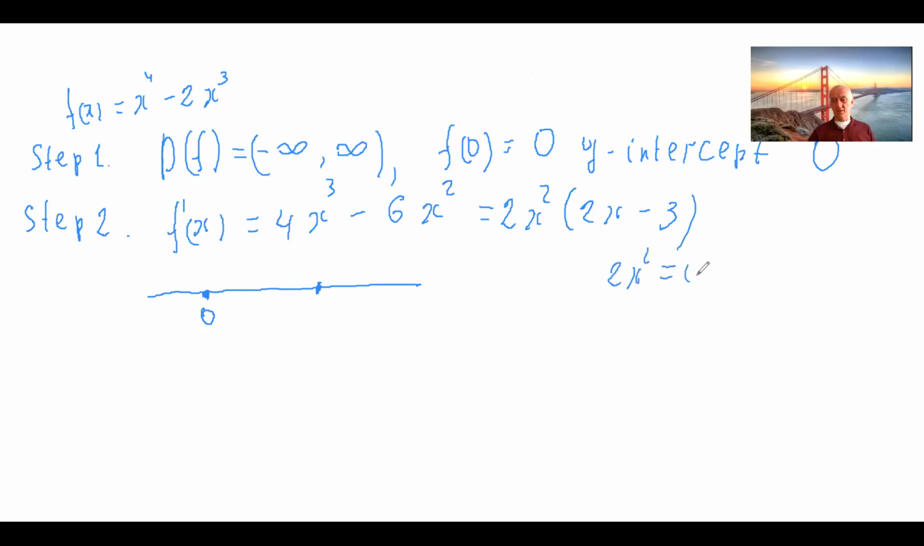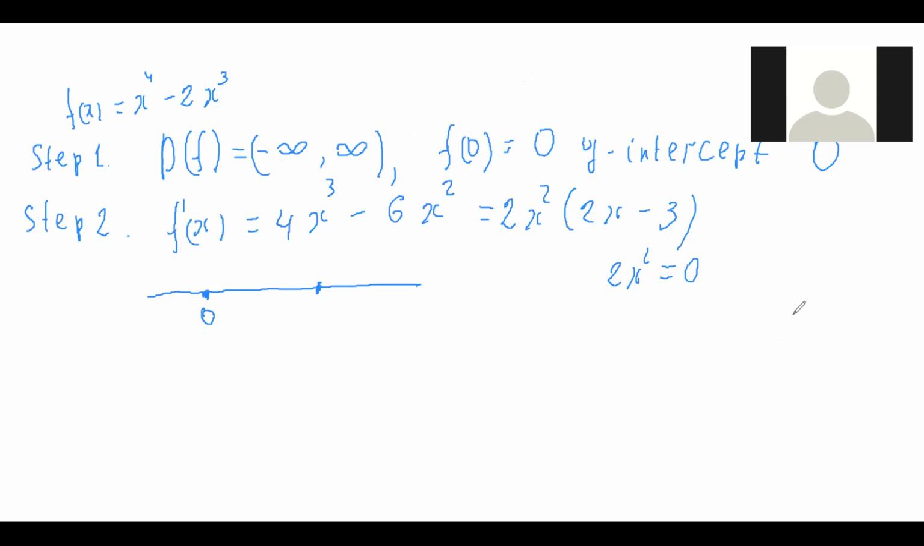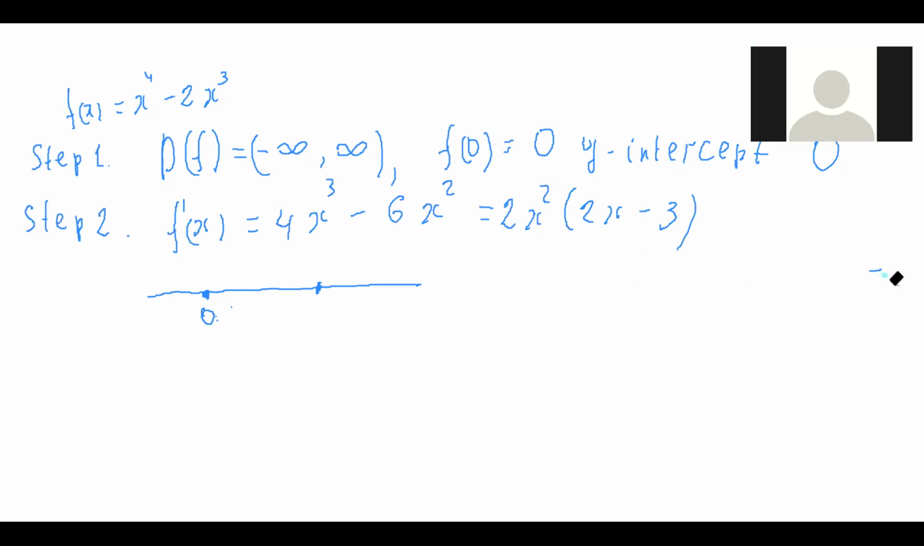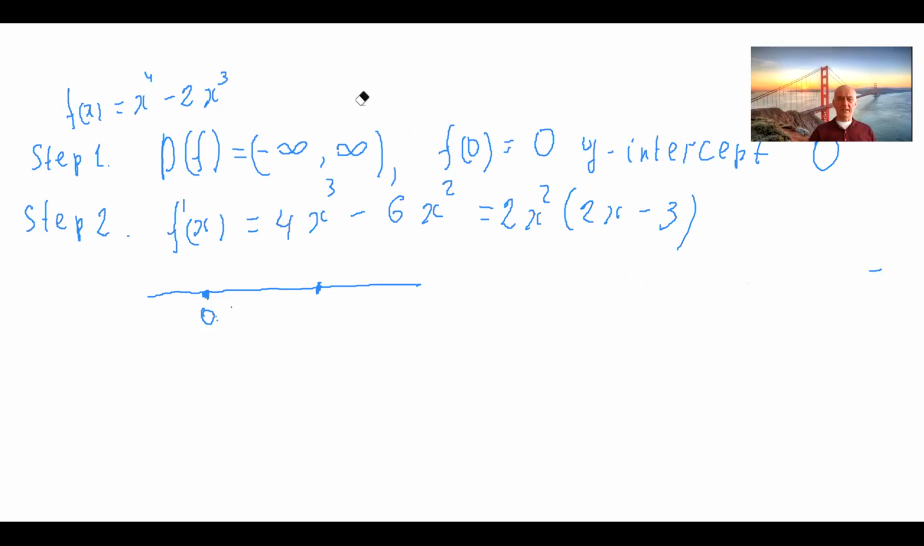x squared equals zero. What is the solution? Here is the product, times x squared. From here, x squared equals zero, and the only solution is x equals zero. That's why I marked this zero. So here is zero, and here we have 3/2, or I can write 1.5.